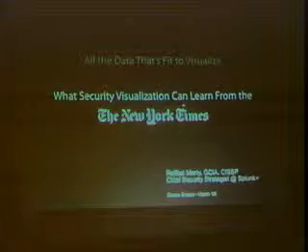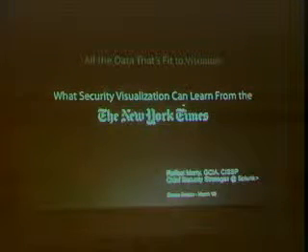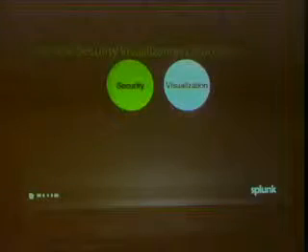So I titled this talk, All the Data That's Fit to Visualize, to kind of imitate the New York Times slogan. And I want to show you what the New York Times can teach us about visualization or security visualization in general. The first thing I want to say is I think we need better security visualization. And this is kind of contrary to what I usually preach up here if I speak at conferences. Usually I'm like, look, this is security visualization, this is how you do it, these are some of the things you should do. But I want to question some of the things that have been done in the past.